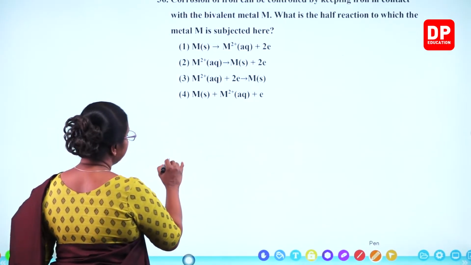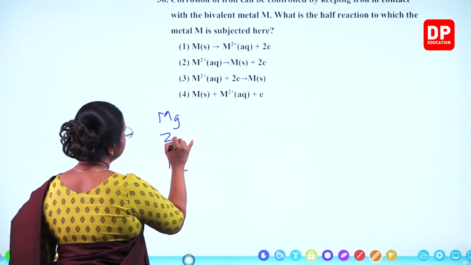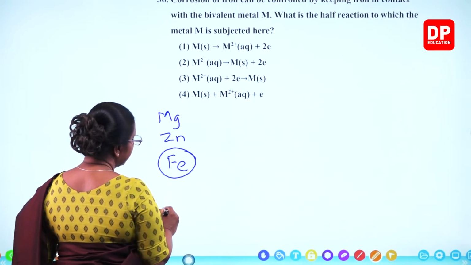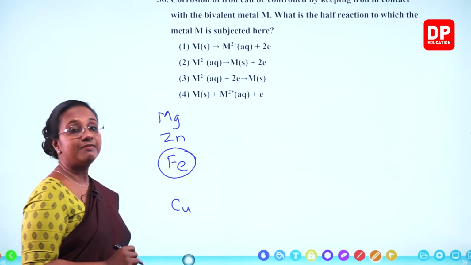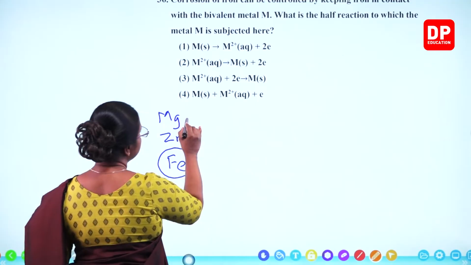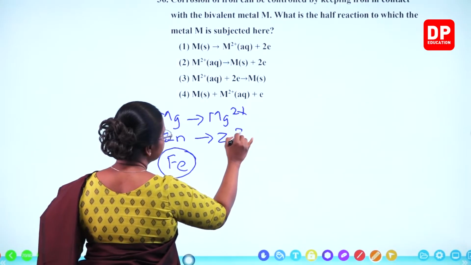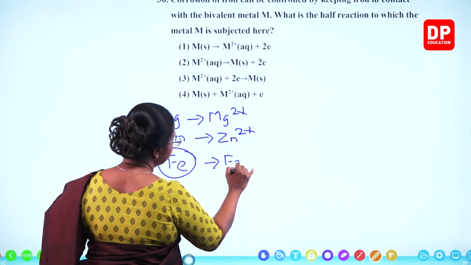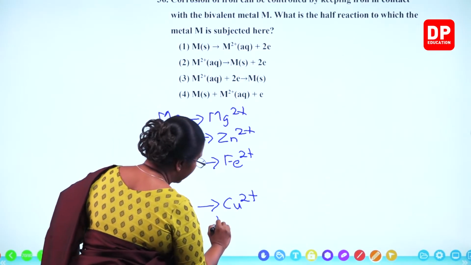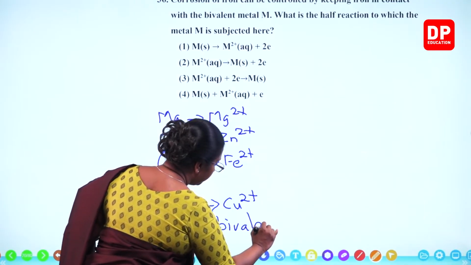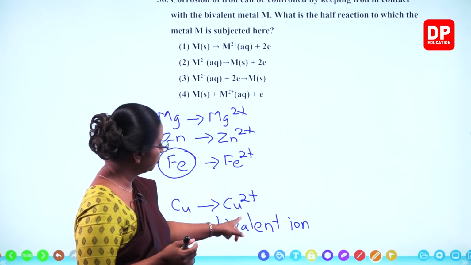You can remember we have iron, we have magnesium, zinc, they are above iron. Then you have copper below iron. Now all these are bivalent ions. Now we can use Mg becomes Mg2+, then zinc becomes Zn2+, iron also becomes Fe2+, and copper becomes Cu2+. These are all bivalent. You know the meaning of bivalent ions. Bi means two valency. So they are all 2+ ions.